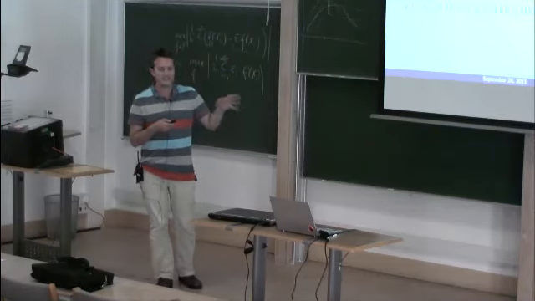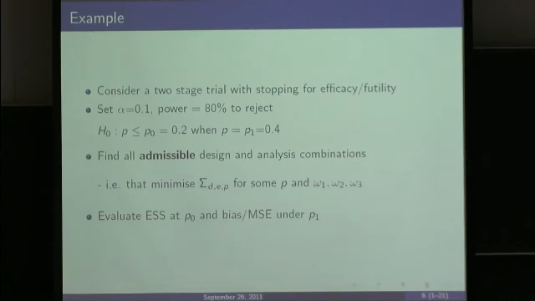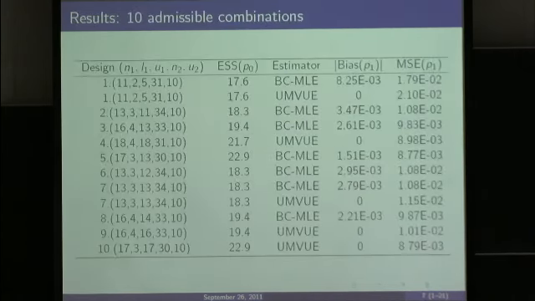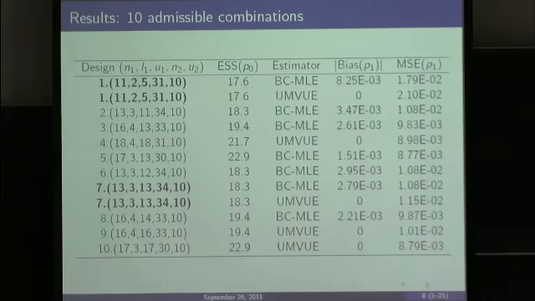I evaluate the expected sample size under the null, but I evaluate the bias and mean squared error under the alternative. So we wrote this computer algorithm and found 10 admissible designs under our admissibility criteria. I've just highlighted 2 cases here. You can see these are the same design, but they're paired with 2 different estimators. And only 2 of the estimators out of the 5 are chosen as being part of admissible design and analysis procedures: the bias corrected maximum likelihood estimator and the uniform minimum variance unbiased estimator.